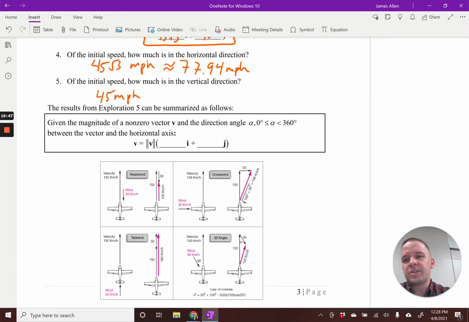Helps. So let's generalize this here. Given the magnitude of a non-zero vector v and the direction being between 0 and 360 for alpha here, and the horizontal axis, right? This is off of our horizontal axis. That's important because sometimes when we get to navigation, we'll start from the north of a compass. So we got to pay attention to those things. Not that important right now, but once we get to compass, we will. Then I would have my magnitude times cosine of alpha i plus sine of alpha j. So there's our general form.